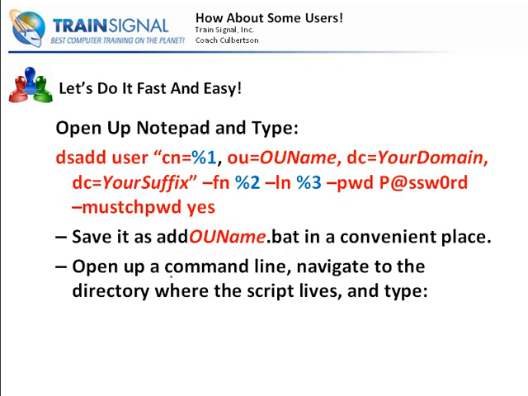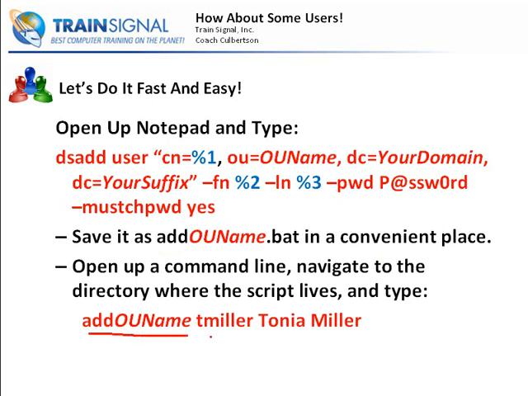Then we're going to open up a command line. We're going to navigate to whatever folder this file, add ouname.bat, lives in. And then we're going to type something as simple as add, whatever the OU name is. We're going to add in the username. We're going to add in their first name and last name, and that's it. So what we're going to be doing is reducing all that clicking and typing really down to one line of text.